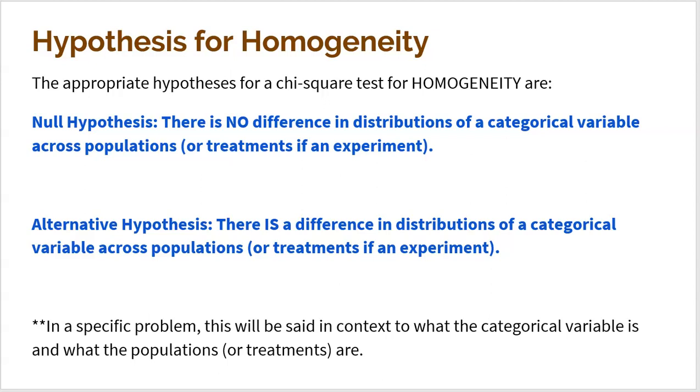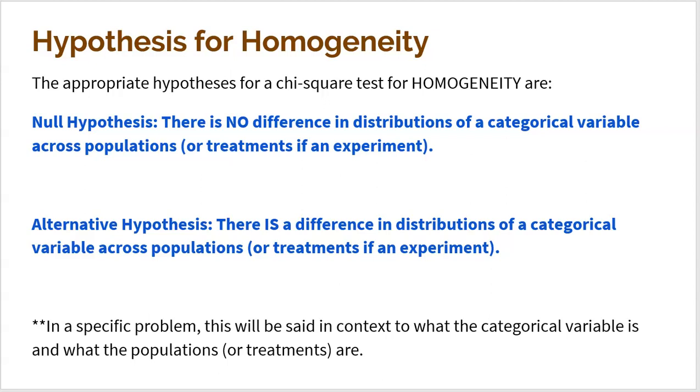So the null is that there is no difference in the distribution of a categorical variable across populations. So again, this would be saying that if 10% is Ford, it would be the same for every single one of those countries. If 15% were Chevy, it would be the same percentage for all those countries. If 1% were Lexus, it would be 1% for all those countries. That's what we would be talking about with the null here.